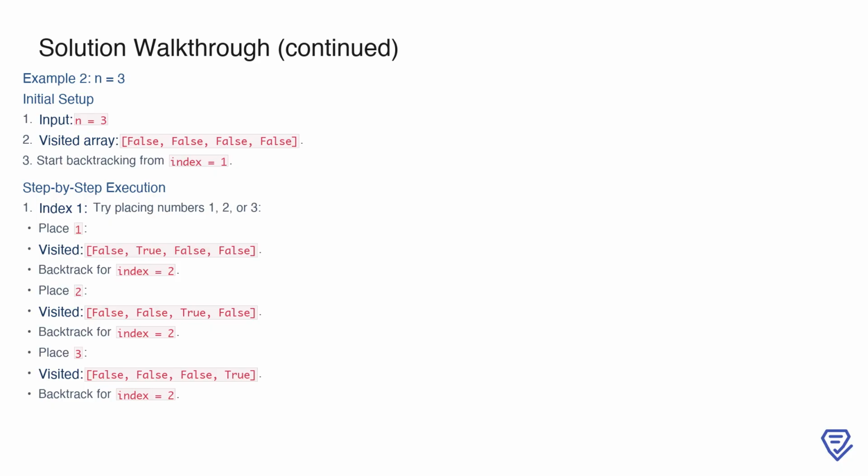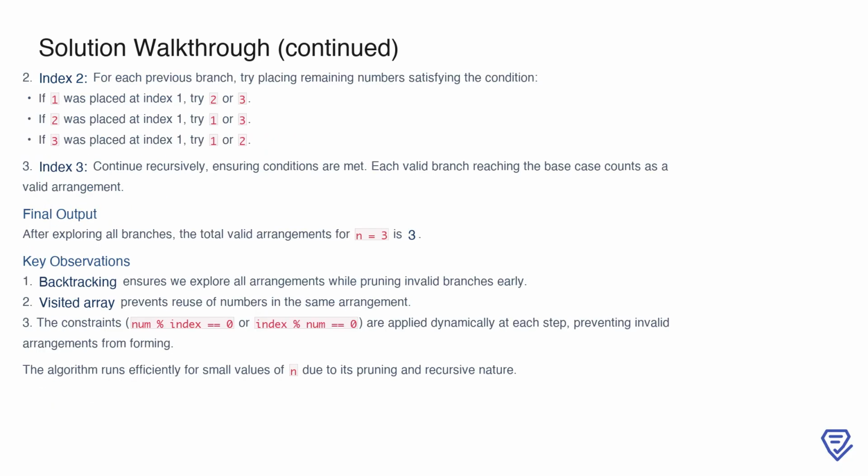Similarly, placing 2 at index equals 1 satisfies the condition, updating the array to false, false, true, false. Lastly, placing 3 also satisfies the condition, updating the array to false, false, false, true. For each of these placements, we continue backtracking to the next index, ensuring the constraints are met at every step. At index equals 2, we continue exploring valid placements for each branch.